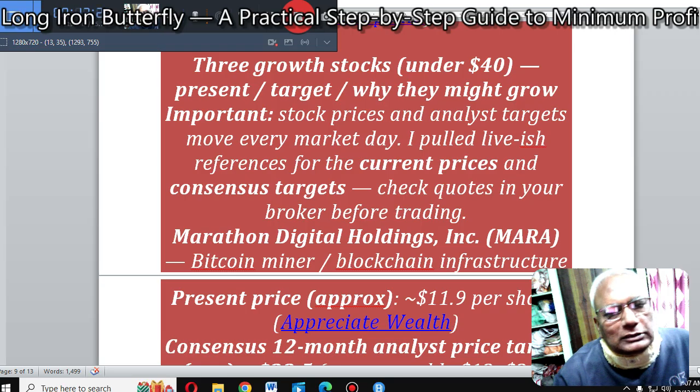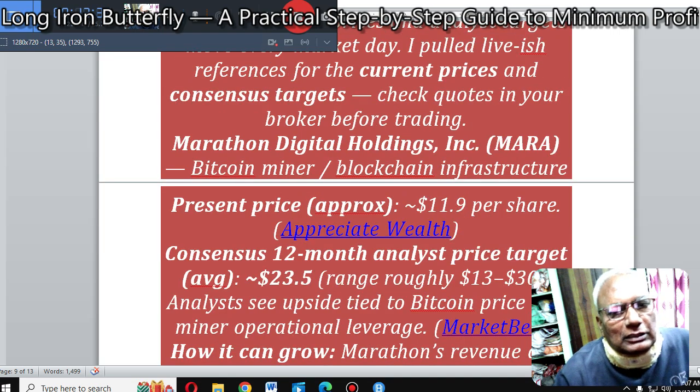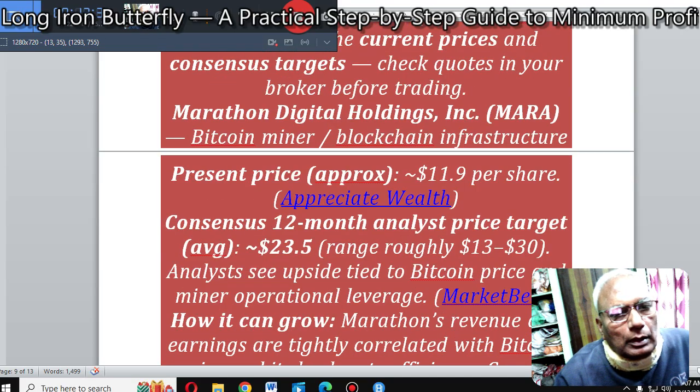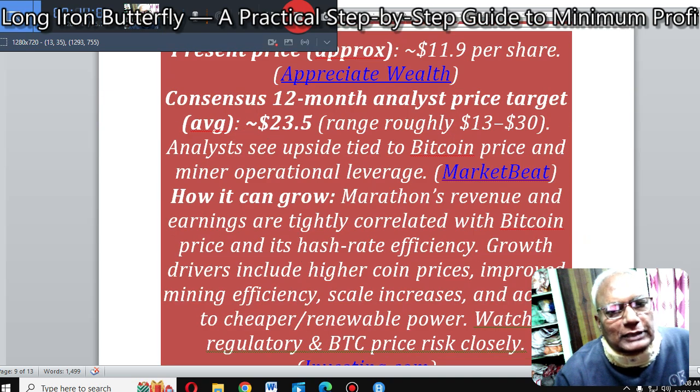Marathon Digital Holdings Inc., MARA. Bitcoin miner, blockchain infrastructure. Present price is $11.9 per share. Consensus 12-month analyst price target average is $23.5, with a range of roughly $13 to $30. Analysts see upside tied to Bitcoin price and miner operational leverage.